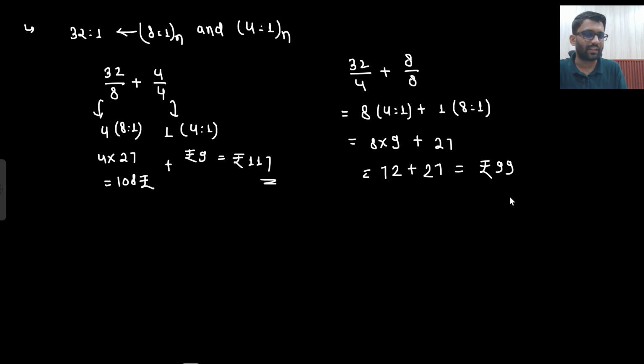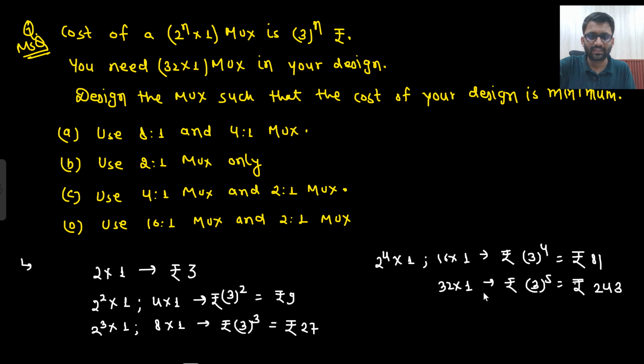But this is not the best design. We have other options as well. This was option A. Let's check option B. So this is not a good design. It is costing me 170 rupees. This is costing me 99 rupees. So this could be one of my possible designs, but let's check the others.